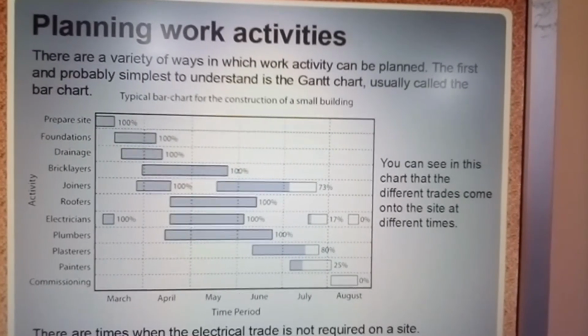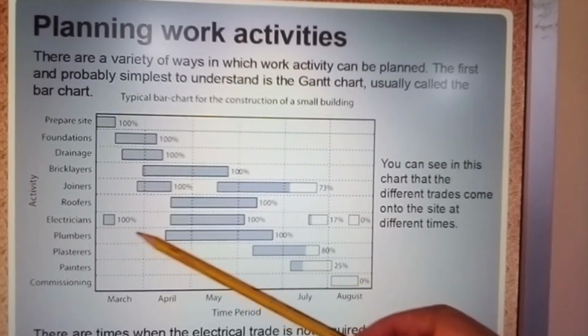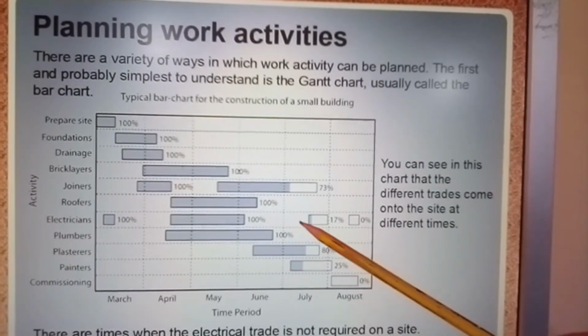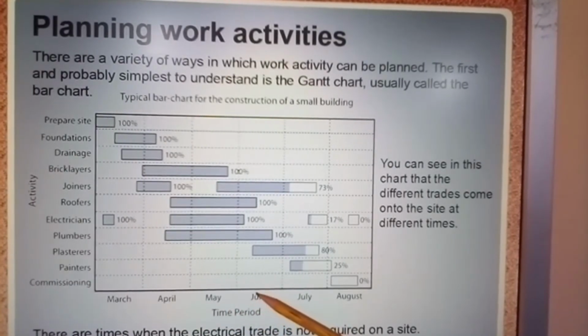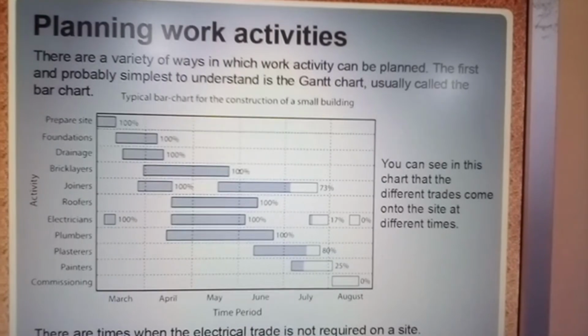There are times when the electrical trade is not required on a site, and here you can see there's a gap, they're not required, and here again not required. So between April and the beginning of June, the electricians are required, roughly.